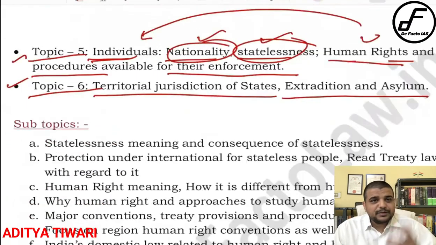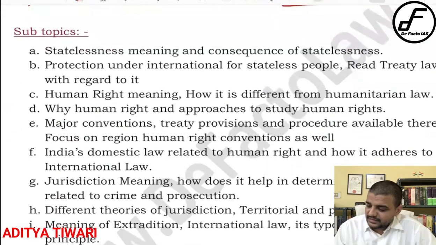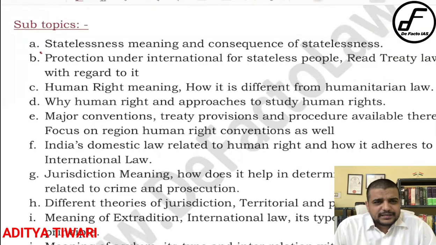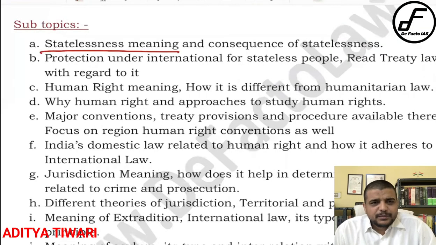Now, if you look at the subtopic of the first topic, that is statelessness, you have to understand the meaning of statelessness. Statelessness remains a very important aspect of international law. Why? Because once a person becomes stateless, he loses the protection of a particular state's sovereignty. Now he becomes vulnerable. He practically becomes a no man.